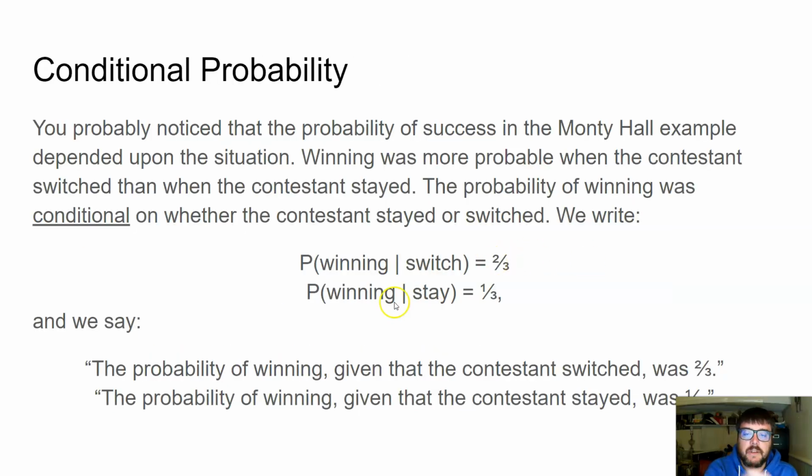So this is important notation. The capital P for probability, and then the event we're talking about comes before this vertical bar. And then after the vertical bar is the extra information we now have. And then again, these probabilities are always between 0 and 1.